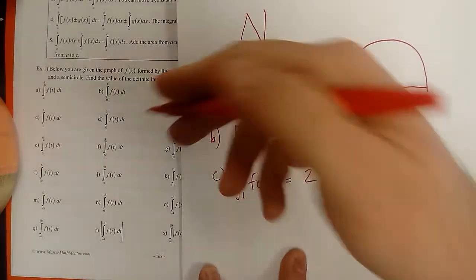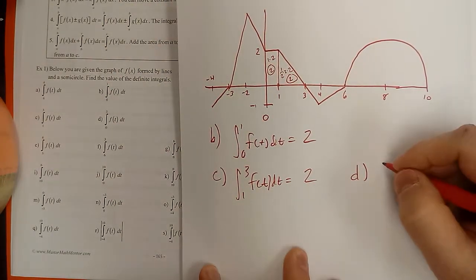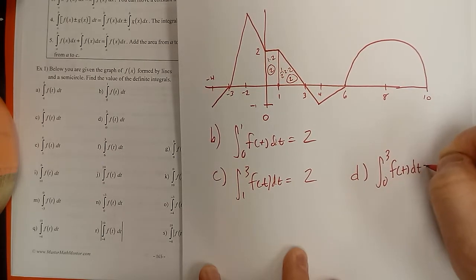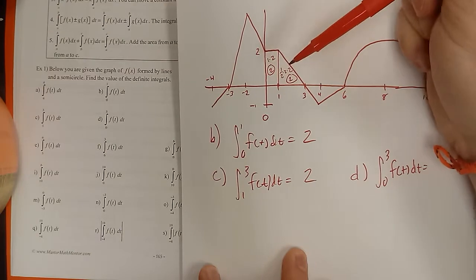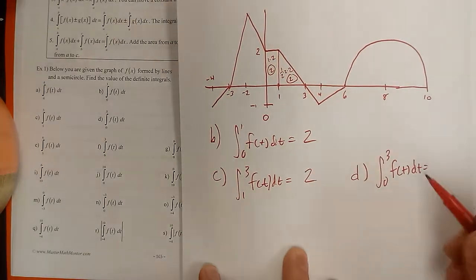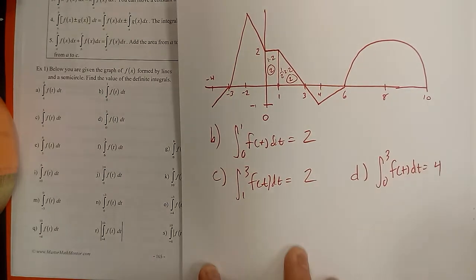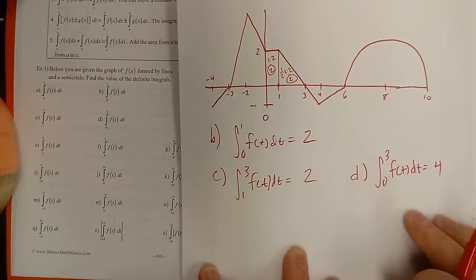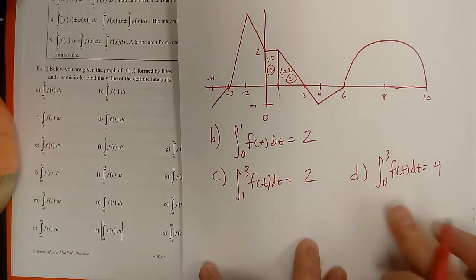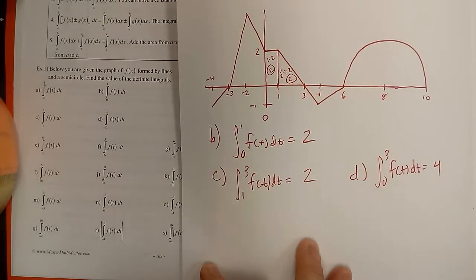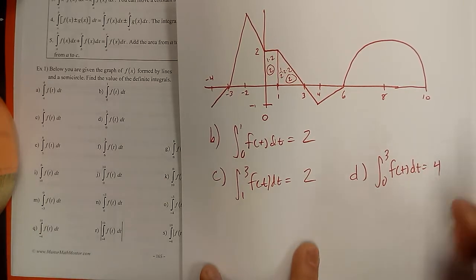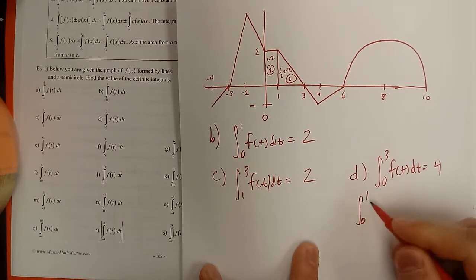So then we get to D. Let me try to write them on the same side that he's got them. D says, what's the area from 0 to 3 of f of t dt? So I literally can take these two areas from 0 to 1 and from 1 to 3 and add them together and get 4. 2 plus 2 is 4. And this is actually a chance for us to look at a property of integrals, and that is in definite integrals. We're capable of saying, hey, maybe I don't know this whole thing, but I do know the integral from 0 to 1.